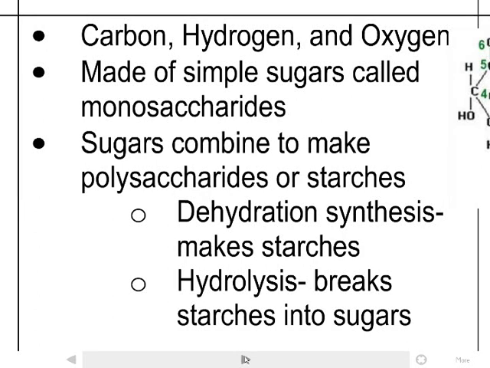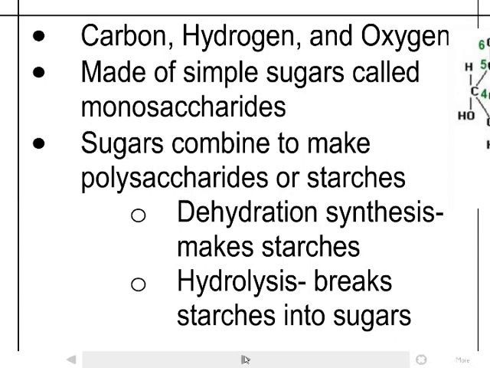And it's called synthesis because you're putting two things together to make one thing. Sort of like building a house, you take a lot of small pieces and combine them to make one big thing. So dehydration synthesis is when you take simple sugars and combine them to make a starch.